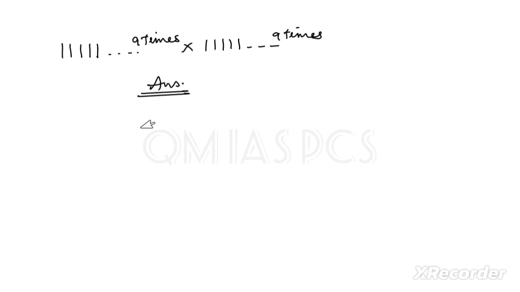The question was: 1 1 1 1 1, nine times, multiplied by 1 1 1 1, dot dot dot, nine times. Whatever the answer will be, you have to add all its digits and write the sum. This is not from the average topic. This is from simple patterns of numbers, or you can say the sum will be from AP. We will solve it with AP and pattern.